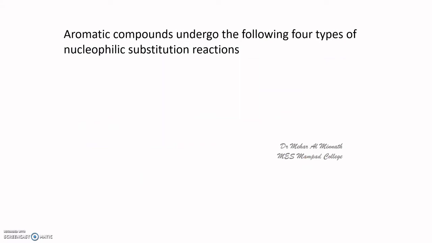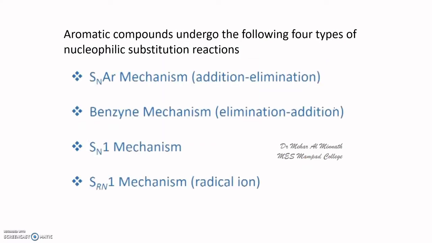Now, there are four types of aromatic nucleophilic substitution reactions: the SNAr mechanism, or the addition-elimination mechanism; the benzyne mechanism, or the elimination-addition mechanism; the SN1 mechanism; and the SRN1 mechanism, which has a radical ion as the intermediate. We shall be discussing the first one in this video, that is the SNAr mechanism.